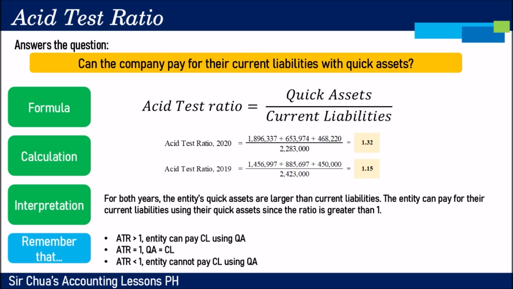Remember that when the acid test ratio is greater than 1, the entity can pay for their current liabilities using quick assets. But if the acid test ratio is equal to 1, then your quick assets is equal to your current liabilities. But if the acid test ratio is less than 1, then the entity cannot pay for their current liabilities with the use of their quick assets.